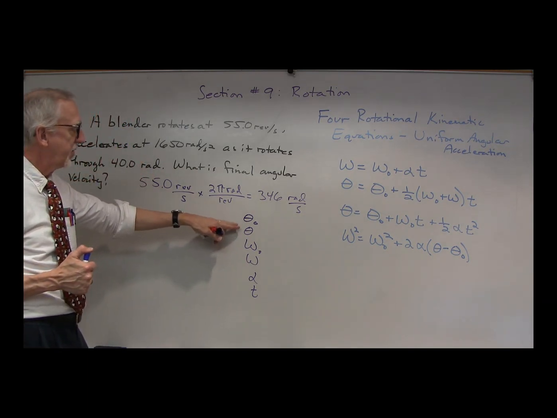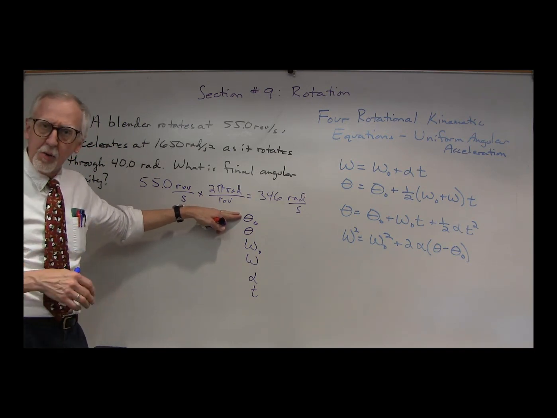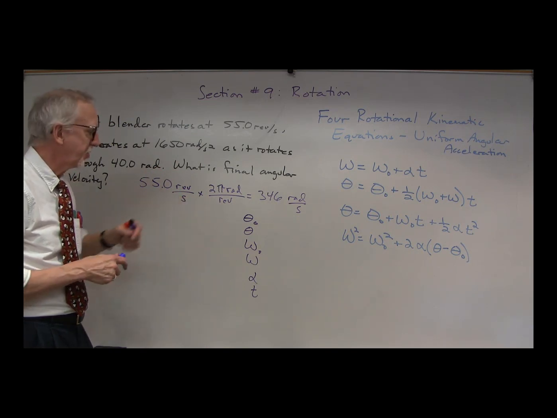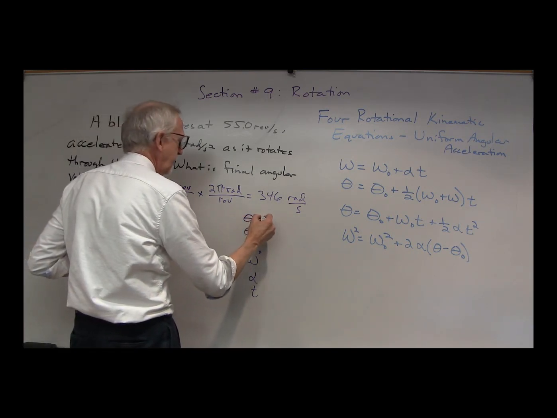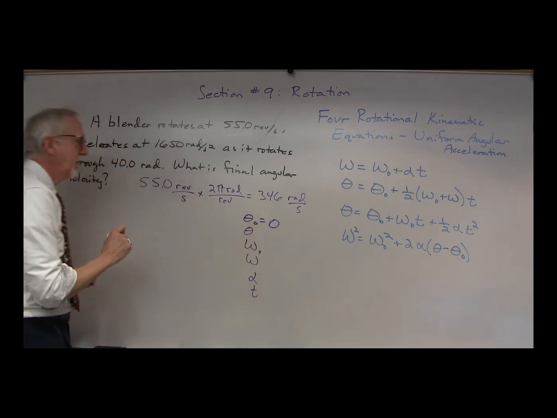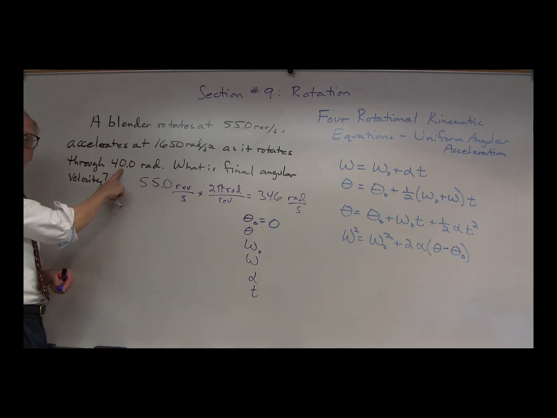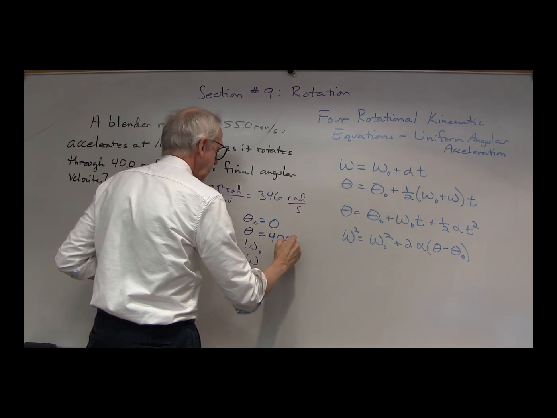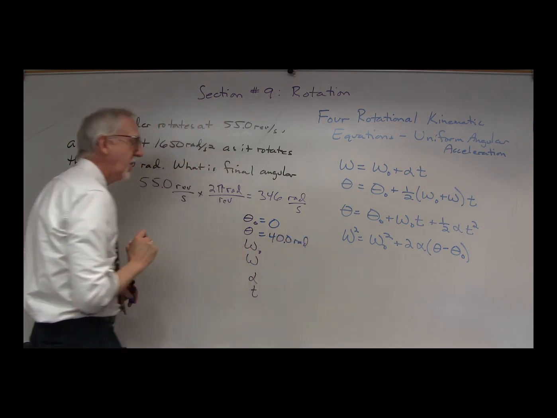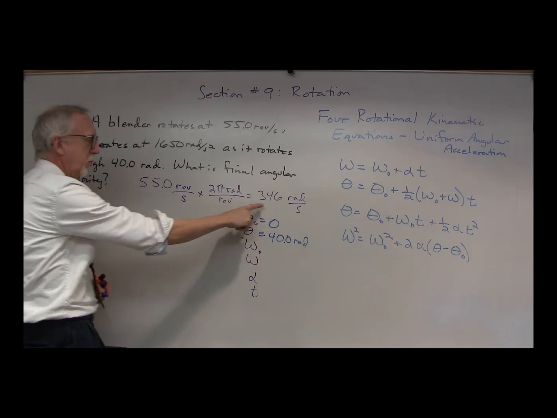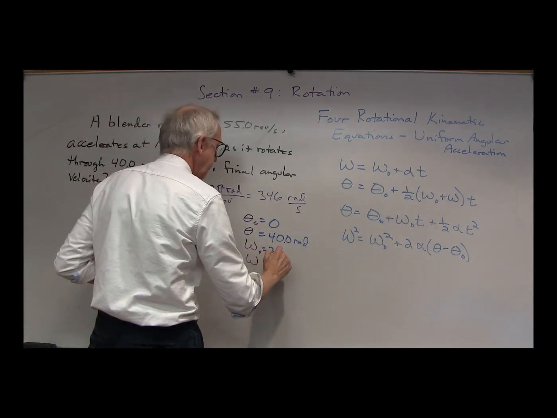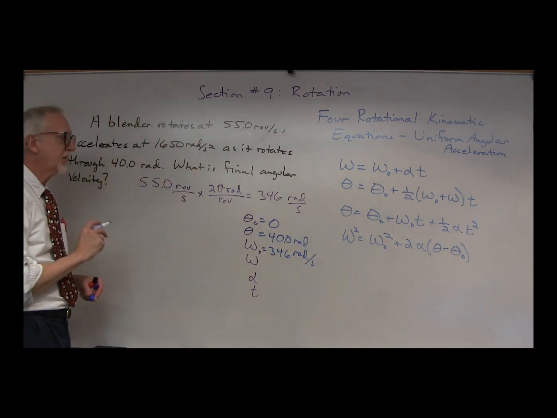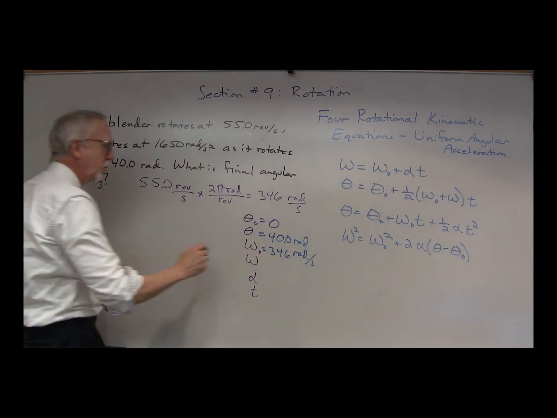Well, theta naught and theta. We can define our initial angle any way we want, the initial orientation of the blender, so we'll set that equal to 0. Our final theta, well, we know that it rotates through 40 radians, so our final angle is 40 radians. Omega naught, the initial angular velocity, will be what we converted here, 346 radians per second. Final angular velocity, that's what we're looking for, so that's what we want.